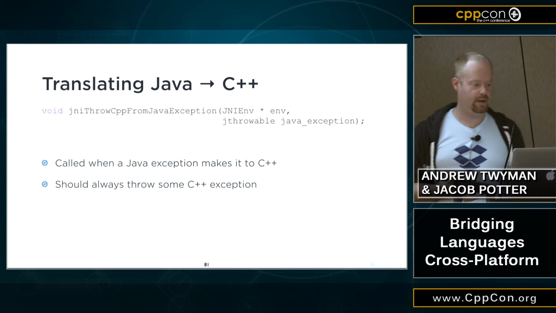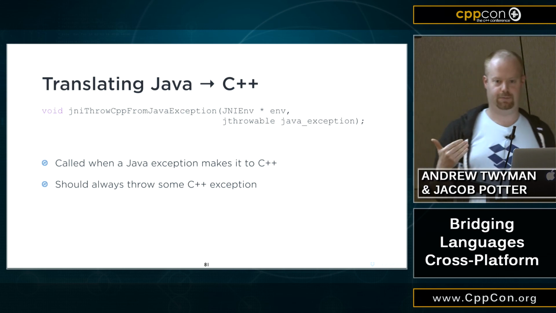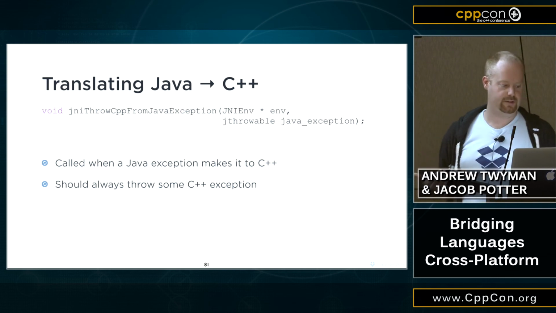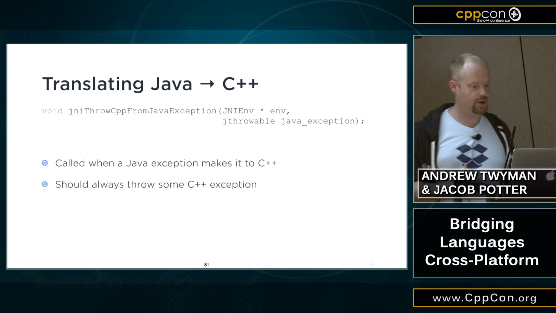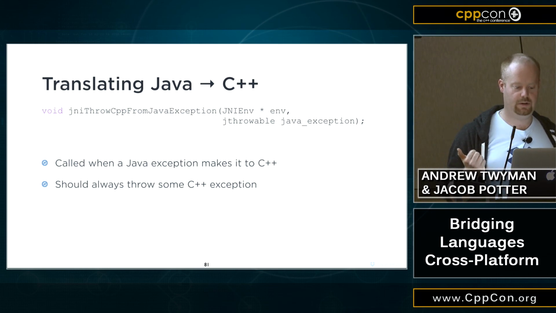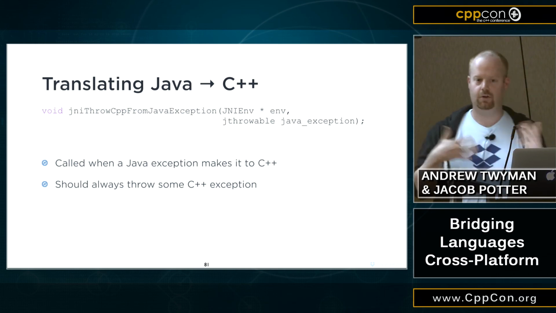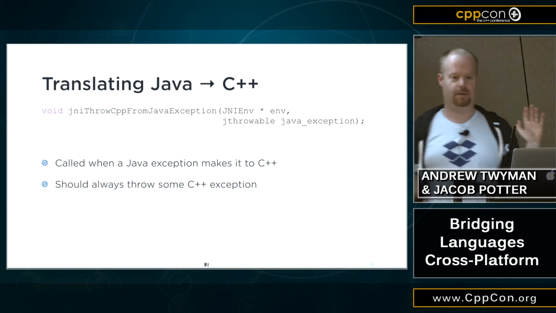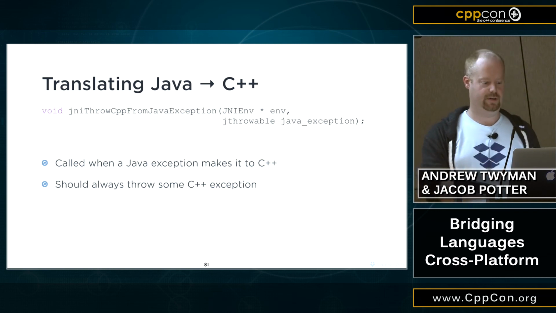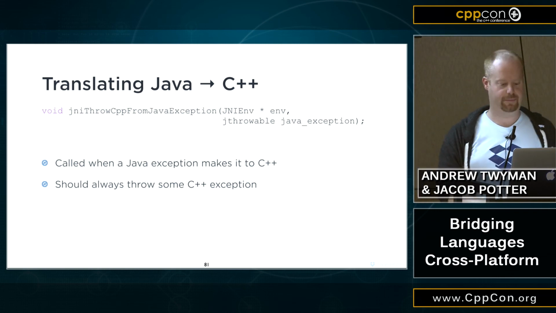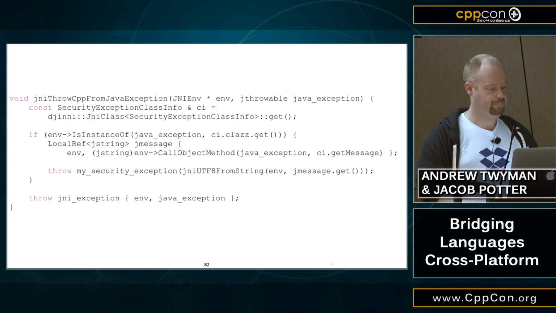It is called when there's a Java exception that has made it to C++, and we need to turn it into a C++ exception. This function's job is to take that Java exception, decide what to do with it, and then throw some C++ exception. We don't care what. I told you what the default is, but its job is to throw something. Here's what it looks like.